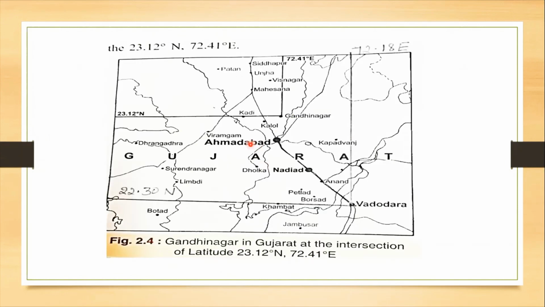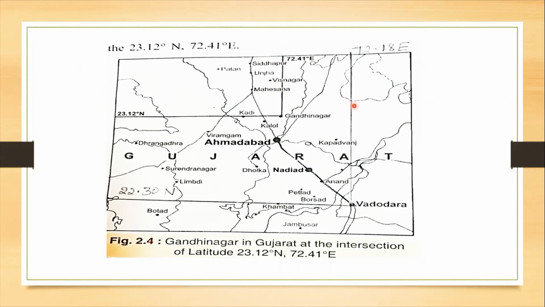Now, for example, another example: you have to find the location of Gandhinagar. You can see here where Gandhinagar is located. Gandhinagar is located at latitude 23.12 degree north. Gandhinagar is in the northern hemisphere. It's in India. India is in the northern hemisphere. So here the 23.12 degree north latitude is coming like this, and the longitude is 72.41 degree east, you can see here.